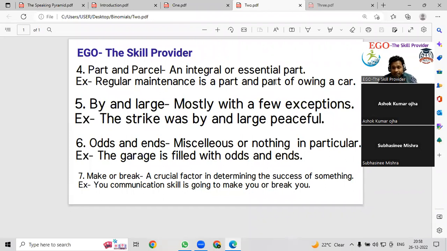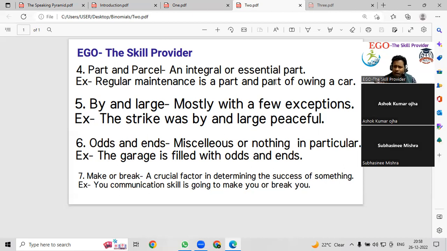If you say, sir, we can use this in written also, yeah, you can use it, but look, there are a lot of things. Still, believe me, this is specifically designed for spoken English, because binomials, idioms, phrasal verbs add beauty to your spoken English. So basically, use it in spoken English.